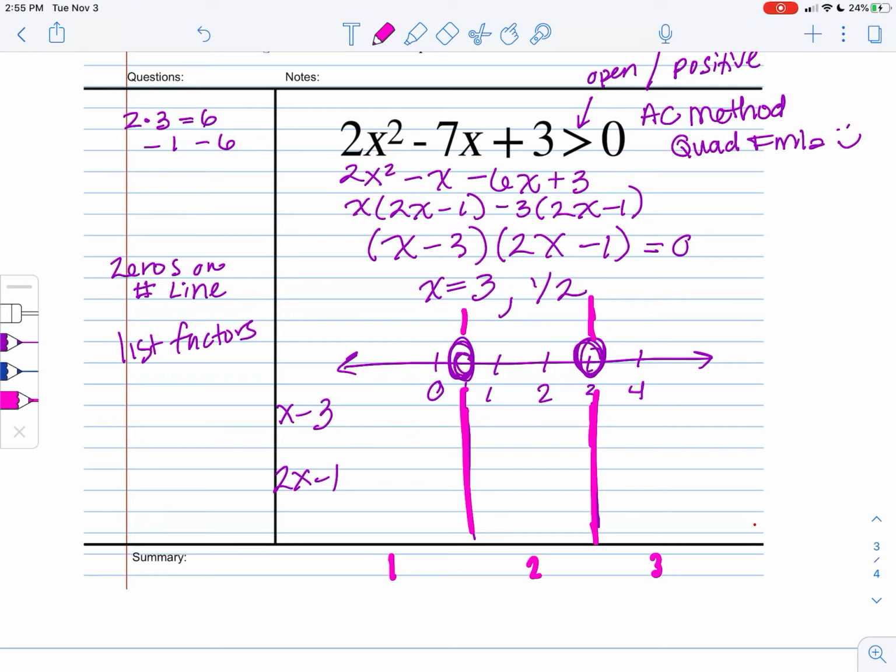So if I pick a number over here, I'm going to pick 0. I love 0. It's a great number. 0 minus 3 is negative. And 2 times 0 is 0. Minus 1 is negative.